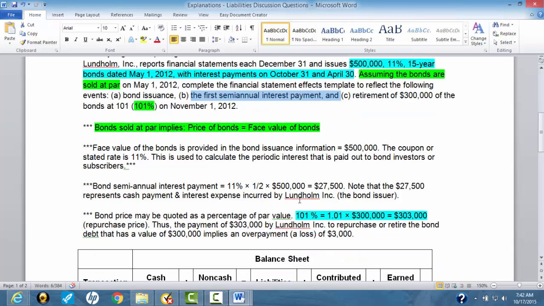Moving on, the first semi-annual interest payment. How do we calculate this? 11% divided by 2, because payment is every 6 months, multiplied by the face amount, and we get 27,500. Now the 27,500 is cash payment as interest to the bondholders, the investors. So they receive 27,500 in total.